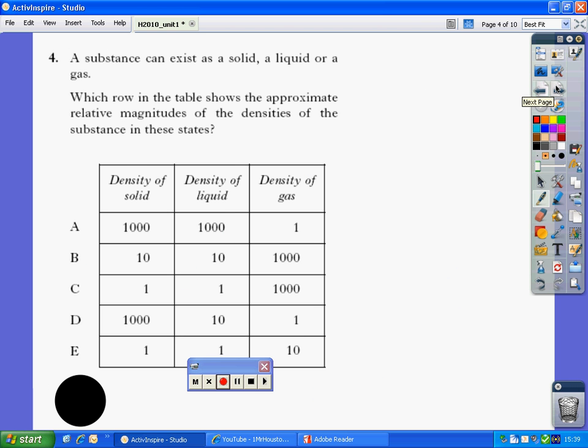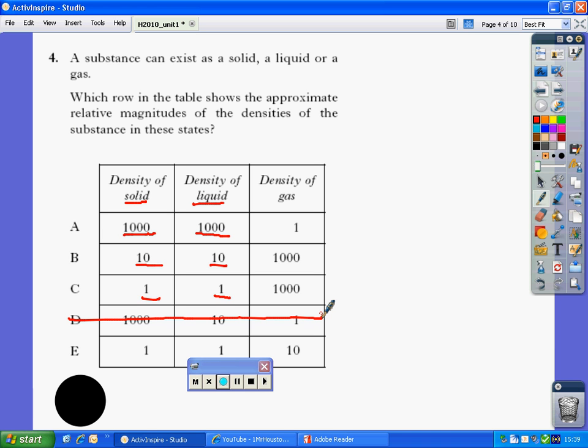This type of question is to do with relative densities. We know that we have the same mass of the substance, but when we change its state, the spacing changes. The solid and the liquid have relatively equal spacing, so we'd be looking at the number here and here to be the same. These numbers are the same, so they would be considered. This one we can rule out because they're not the same.